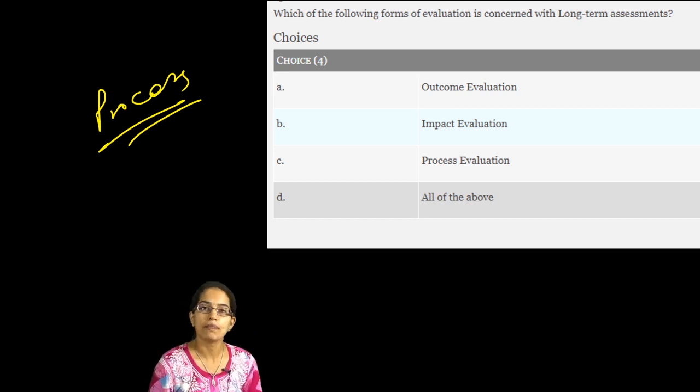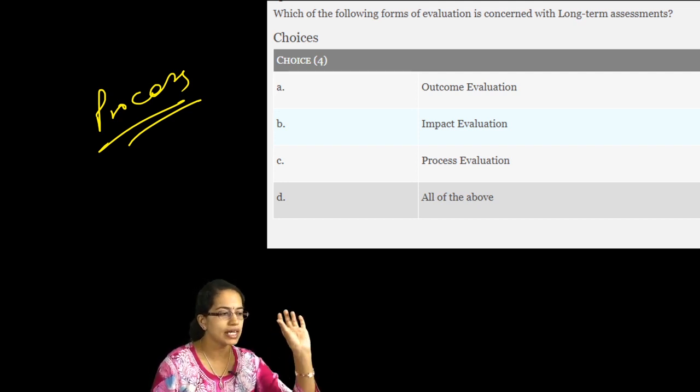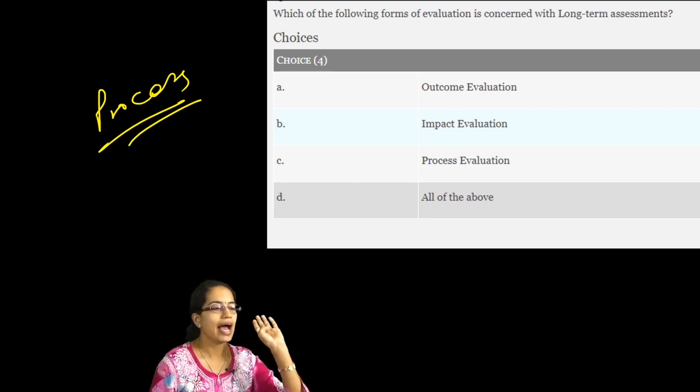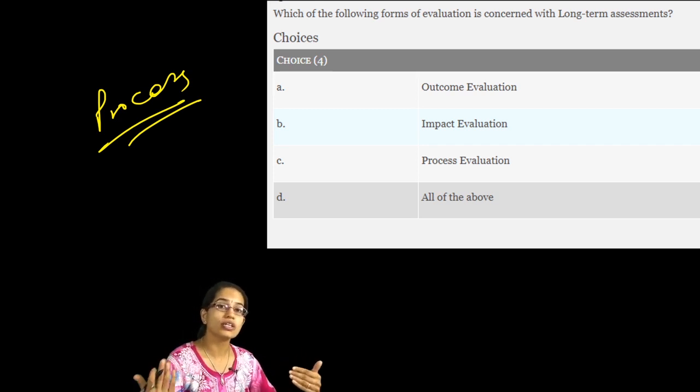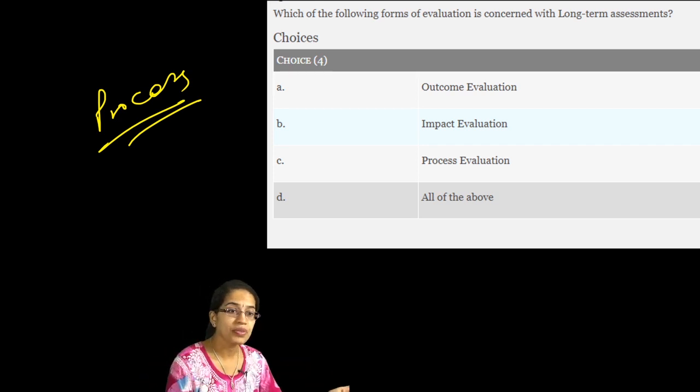The next is impact evaluation. What do we understand by impact evaluation? I am trying to see the immediate effect of health activities on the people who are receiving the message. So I am trying to see the immediate impact, and that is impact evaluation. When I'm talking about outcome, I'm trying to see the long-term changes. What happened? Whether the things were as we decided or not.